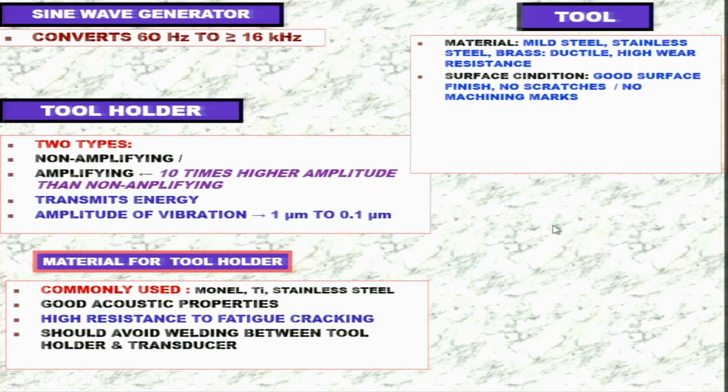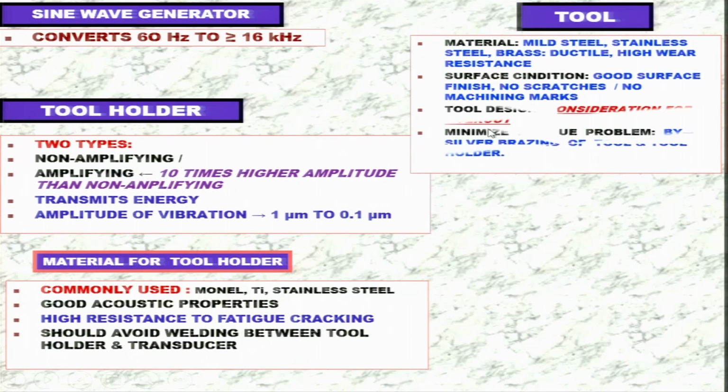Then you have the tool material: mild steel, stainless steel, brass, ductile, high wear resistance. Now I have given you different types of the tool material and so on. Don't get confused. Depending upon your requirement, frequency of vibration and amplitude of vibration, you have to select the right kind of tool material. Surface conditions, good surface finish. There should be no scratches, no machining marks on the tool surface, otherwise it will affect the accuracy of the machined surface.